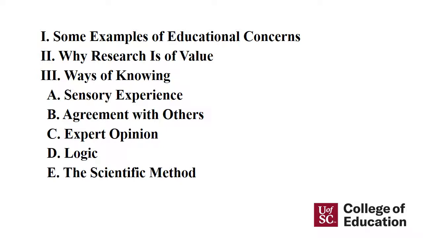3. Ways of knowing. There are many ways to obtain information, including sensory experience, agreement with others, expert opinion, logic, and the scientific method. A. Sensory experience. The information people take in from their senses is the most immediate way to know things. Sensory knowledge is undependable. It is also incomplete.